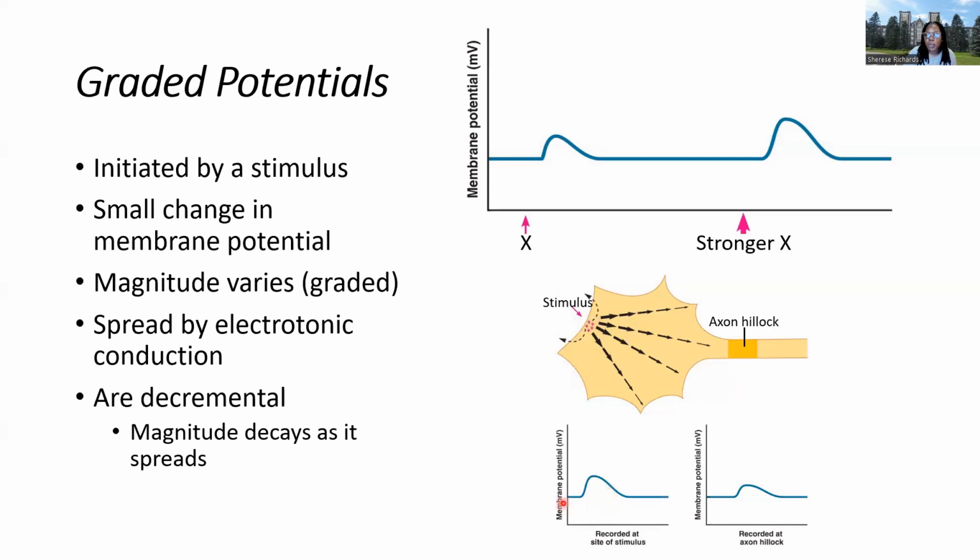So here's the site where we recorded the stimulus. Notice how it's a large change, and by the time we record the membrane potential at the axon hillock, it's much smaller, right? Because it's decremental or dissipating. And then up here, we can see the variation. So we can have a small graded potential, and we can have a stronger stimulus, which gives us a slightly larger graded potential, et cetera, until we get to that -55. And then every single action potential is going to always be the same amplitude, the same magnitude, the same length of time, right? The same duration. Whereas graded potentials are going to be varying.